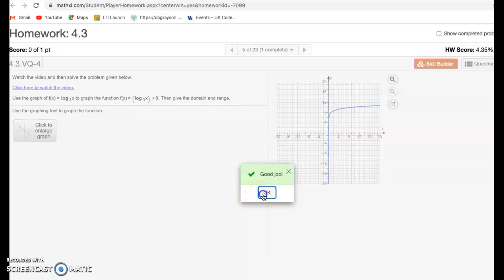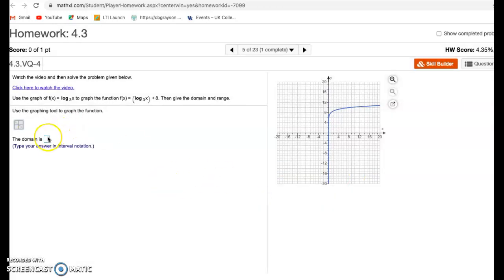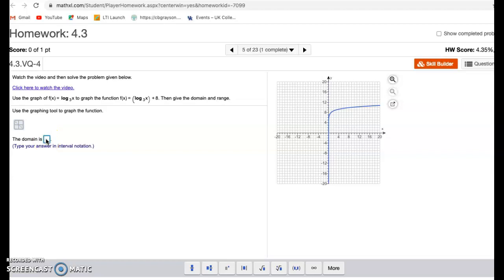And let's see. Good job. It asks about the domain. Let's talk about domain a little bit. The domain is how far it goes left and right. You might remember the x values that are included that have real answers for y.